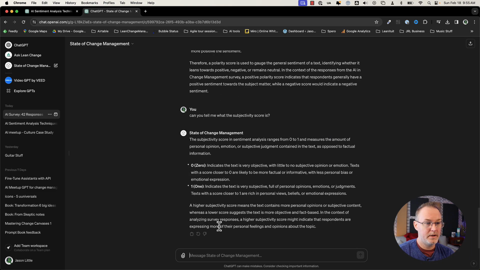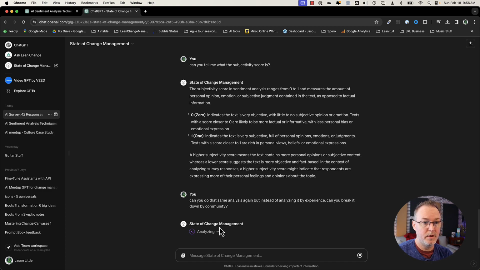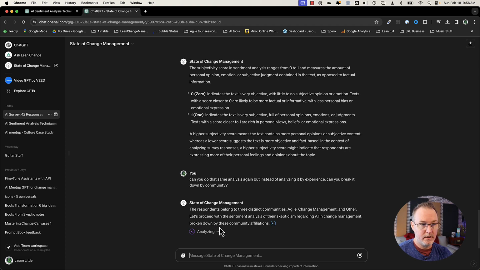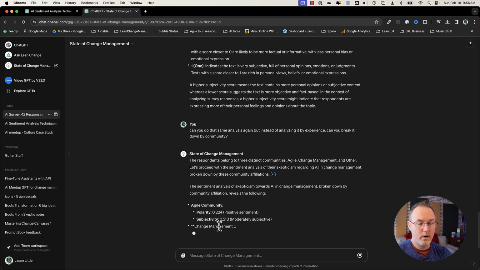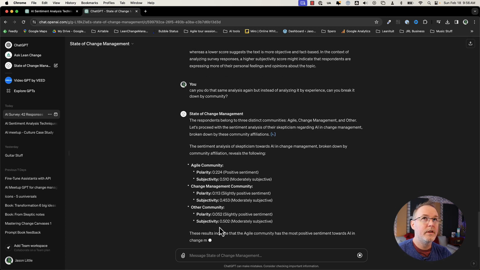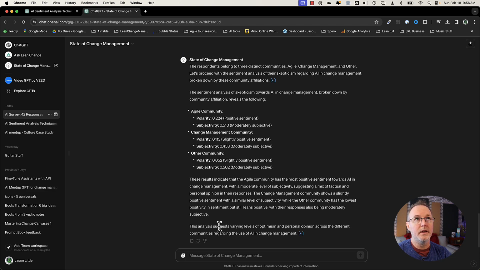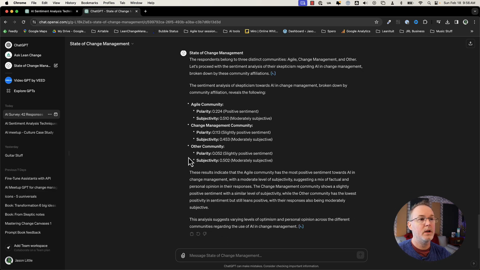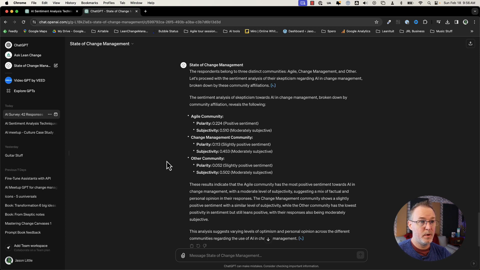Now, because it stays in context, if I wanted to see if there was a difference between communities, I can say, can you do the same analysis again, but instead of analyzing it by experience, can you break it down by community? So now it's telling me, again, train of thought response, the respondents belong to 3 distinct communities: Agile, Change Management, and Other. Now, I did ask for HR and stuff like that, but just from memory, I don't think anybody answered that they identify with or are more closely aligned with the HR community. Otherwise, it would have had that. So now it's spitting out the polarity and the subjectivity per community.